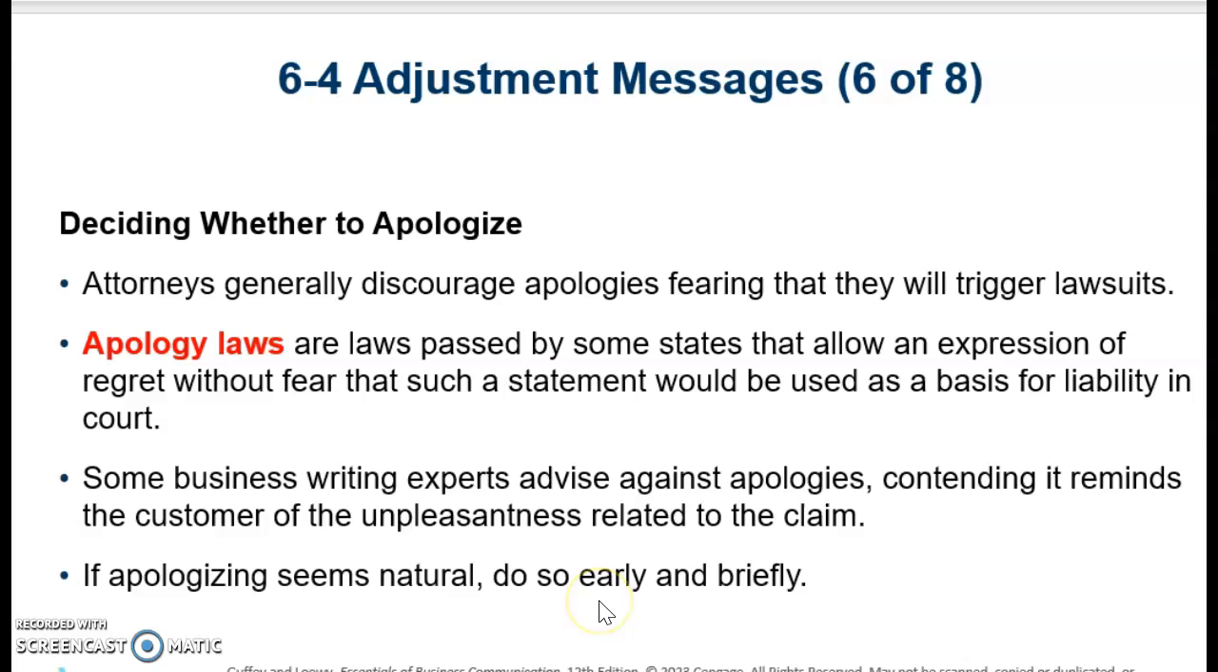Some business writing experts advise against apologies. If you do apologize, do it early and briefly. I'm sorry is good, yet often used in place of I apologize. But I'm sorry is when we step on someone's toes or someone passes away. I apologize is a stronger and better word when someone has gone wrong in the business world. So don't say I'm sorry. If you're going to apologize, say I apologize. If we mishandle a situation, it's I apologize.